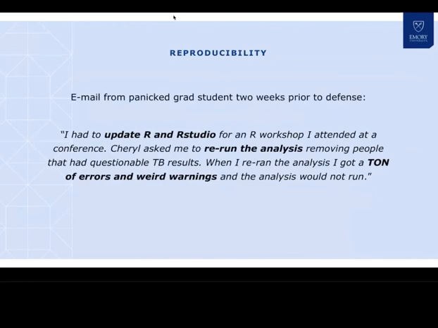She said, I had to update R and RStudio for this R workshop, and my advisor asked me to rerun the analysis because we wanted to remove a couple of people whose results ended up looking a little questionable in the lab. When I reran the analysis, I got all these error messages and weird warnings, and the analysis wouldn't run. Now I'm panicking and freaking out because I have to defend this analysis in 2 weeks' time. So we go to the next slide.